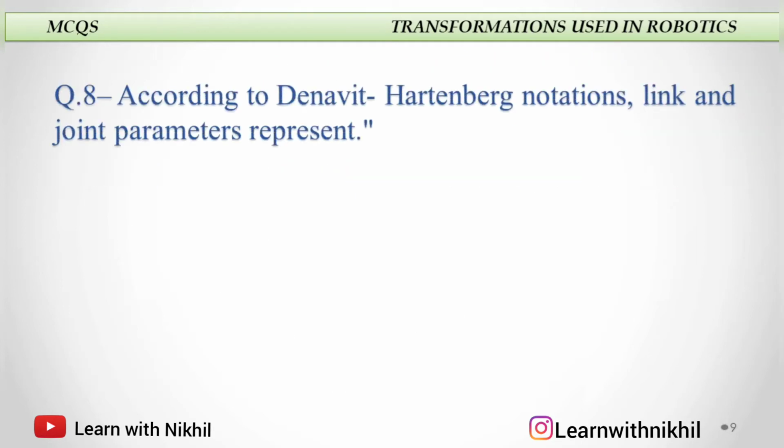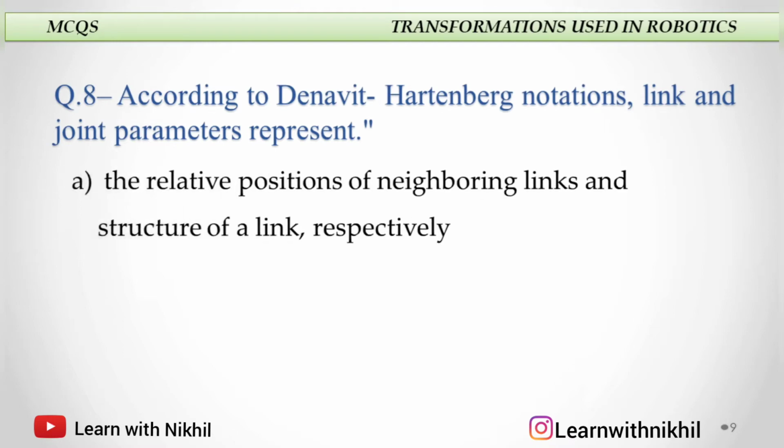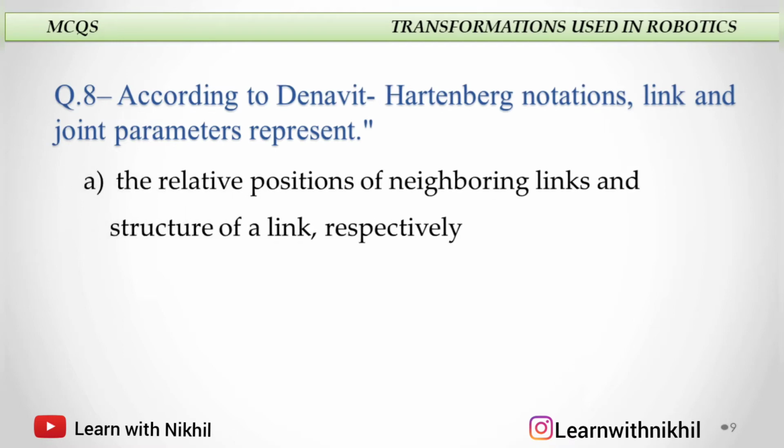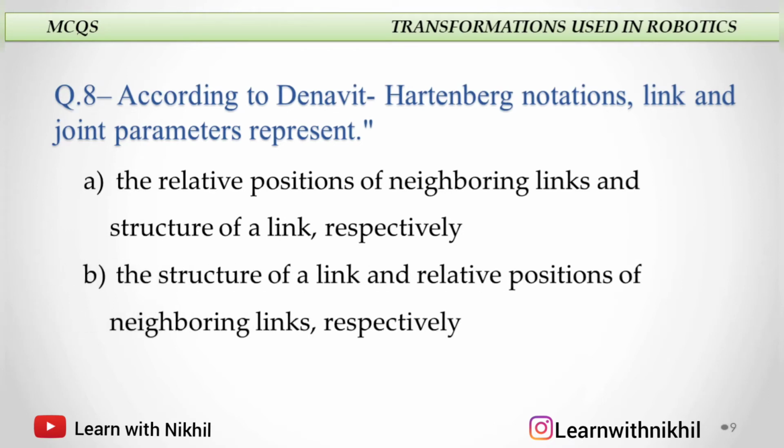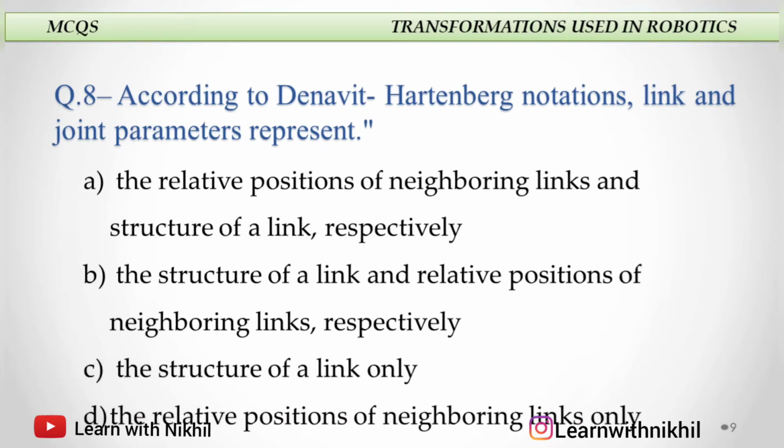According to the Denavit-Hartenberg notation, link and joint parameters represent the relative position of neighboring links and structure of the link respectively, the structure of a link and relative positions of the neighboring links respectively, structure of the link only, or the relative positions of the neighboring links only. So according to the DH parameters, the answer is B.